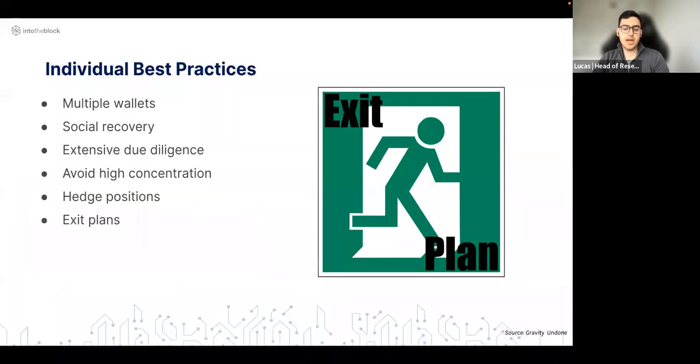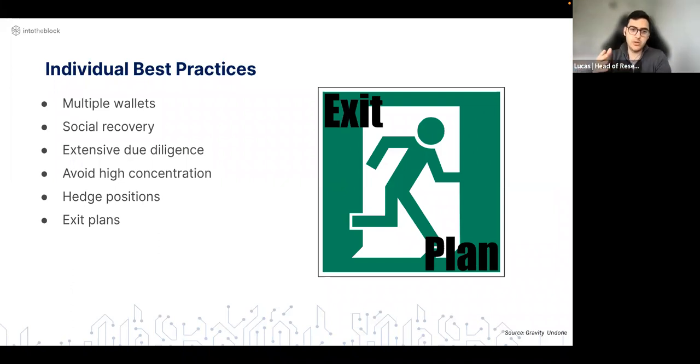All right, now let's dive into some best practices, some actionable steps that you can take. This is not financial advice. It's more just things to keep in mind to help safeguard people's assets if they are looking to use DeFi.